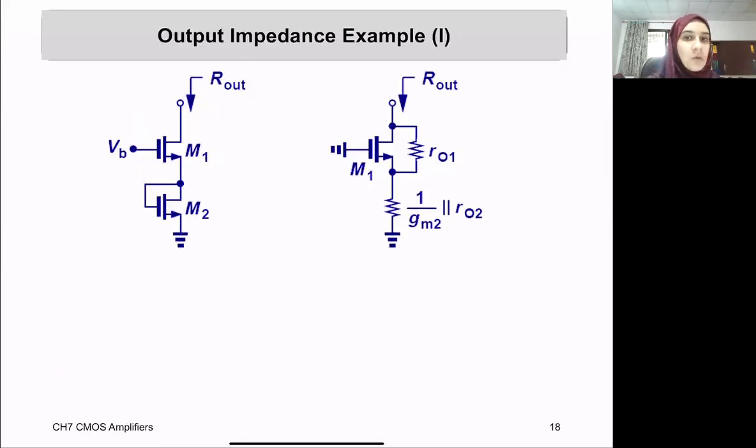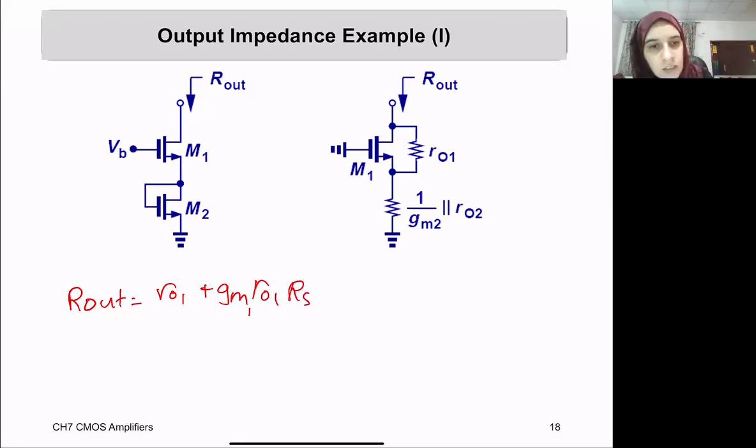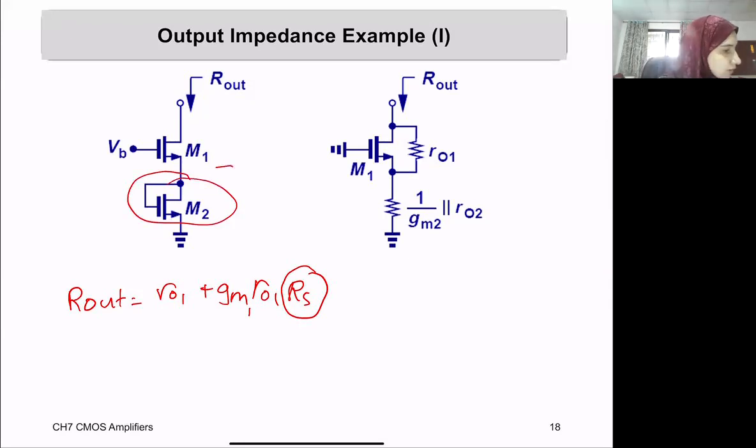Okay. Now here, if we want to find the impedance that we are seeing here, if you remember, we just did the relation for the R out of the transistor, R out 1 plus Gm R out 1 times Rs. Now here in this example, the Rs has been replaced with this transistor M2. Since we are seeing M2 from this side, it's diode connected.